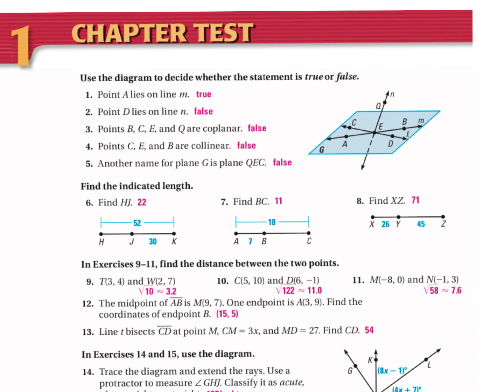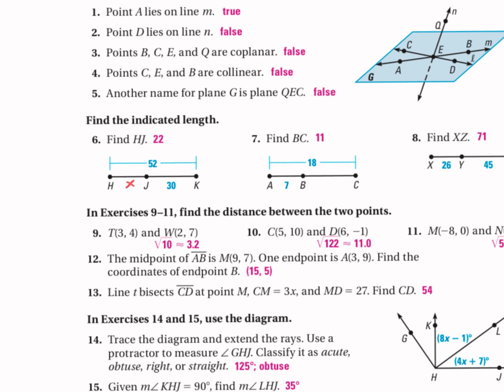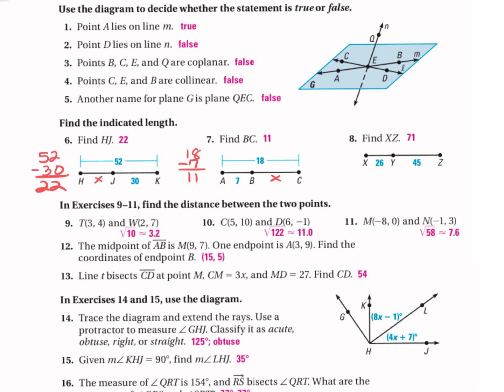Then for number 6, it wants us to find the length of HJ. HJ is right here. So in order to find that length, I'm going to take the total length of HK and subtract out JK, and I get 22. Then to find the length of BC, which is here, I'm going to do exactly the same thing: 18 minus 7, and BC is 11. The last one, instead of subtracting, to find the length of the entire segment, I'm just going to add 26 plus 45, and I get 71.